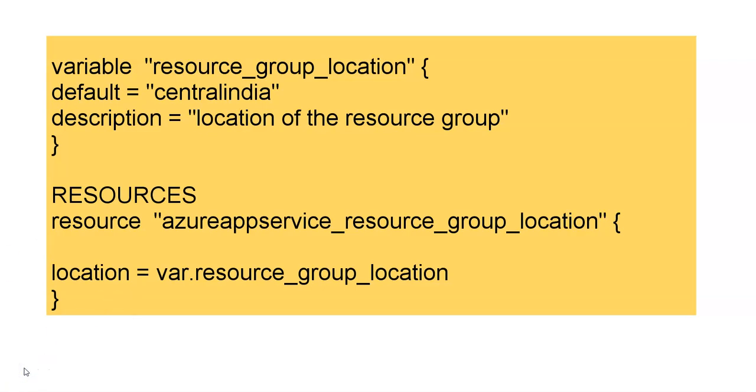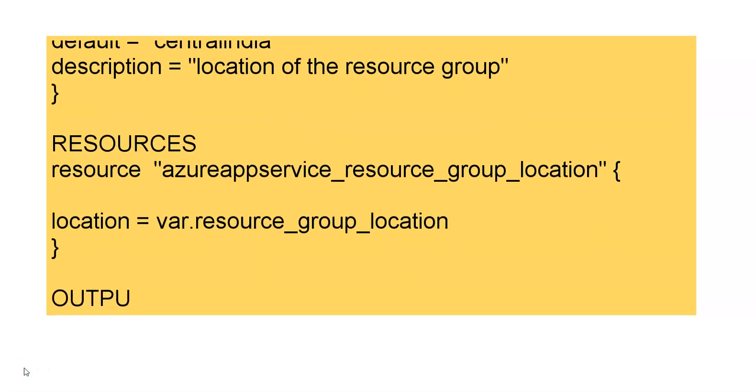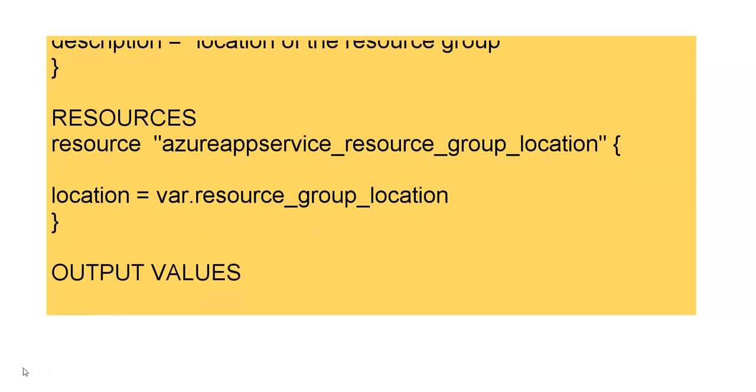Alright, output values. An output value is a way to expose information to the person or the process that runs your plan. Terraform prints each output value after it applies the plan. You can also fetch an output value later when you need it. So if I'm deploying a resource, I can fetch the output values after Terraform runs.